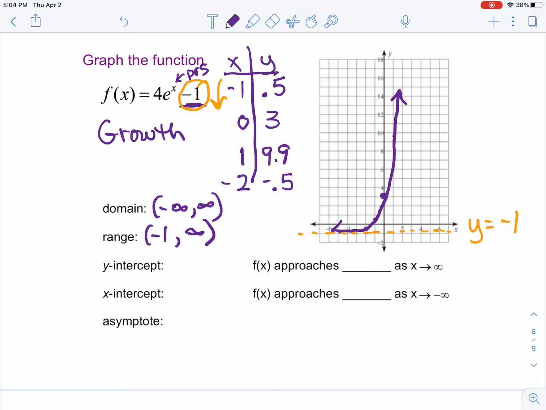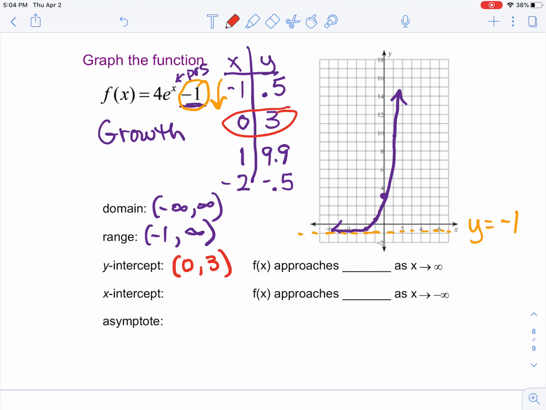So what is your y-intercept? Your y-intercept occurs when x is 0. So your y-intercept is 0, 3. Now the x-intercept is going to be more difficult on a question like this because you will need to graph it in your graphing calculator.